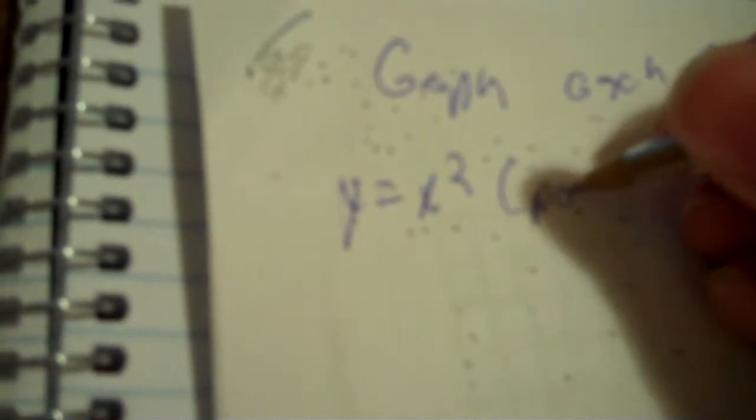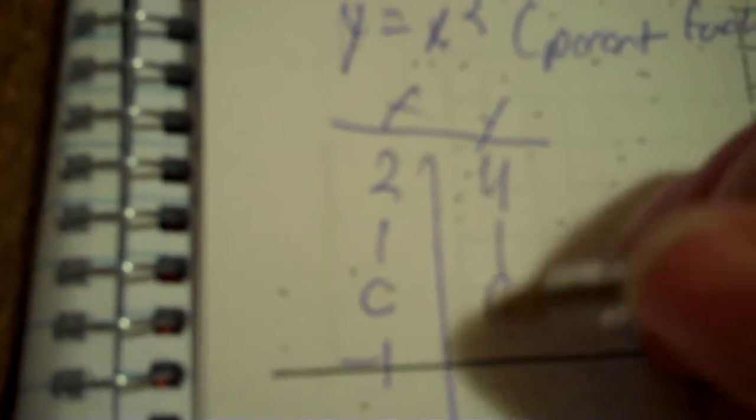Y equals x to the second. That's your parent function. So you're going to make a simple table where you put values 2 through negative 2 in. We're going to be making that table, starting with that every single time. But once you get the parent, you know what to write. 2 to the second is 4, 1 to the second is 1, 0 to the second is 0. Negative 1 to the second is 1. It's not negative 1. If you square a negative, it ends up positive.